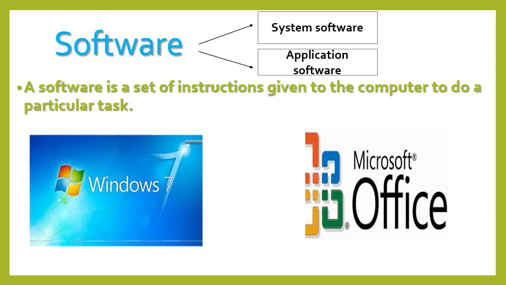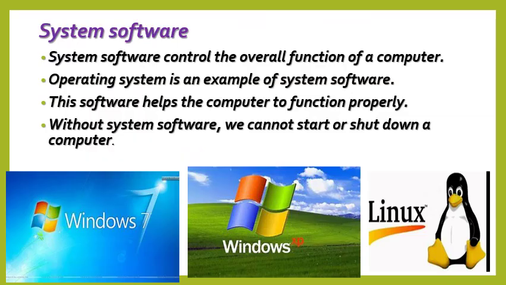There are two types of software, system software and application software. System software controls and manages the overall activities of a computer system. So the system software is like a manager of a computer system. Operating system is an example of system software. This software helps the computer to function properly. Without system software, we cannot start and shut down a computer. Examples of operating system software are Windows 7, Windows XP, and Unix.